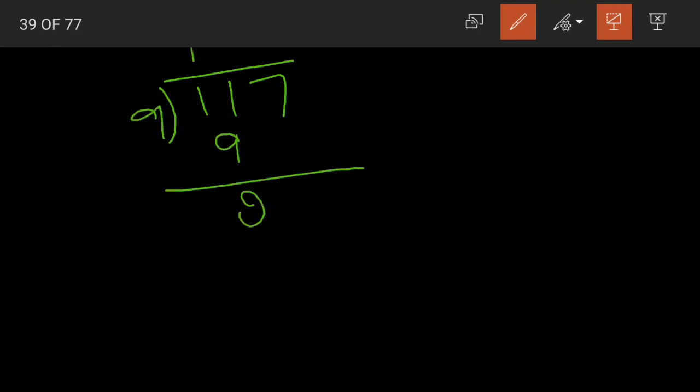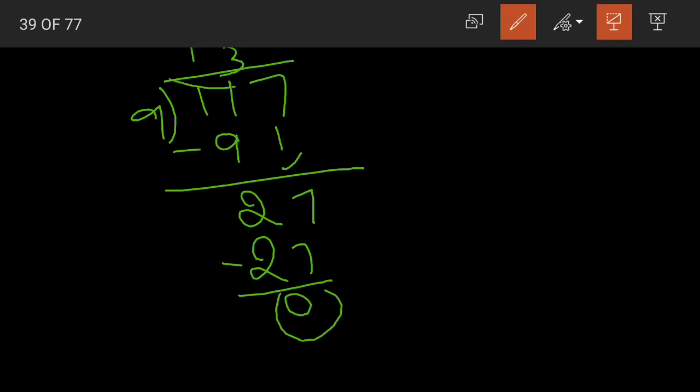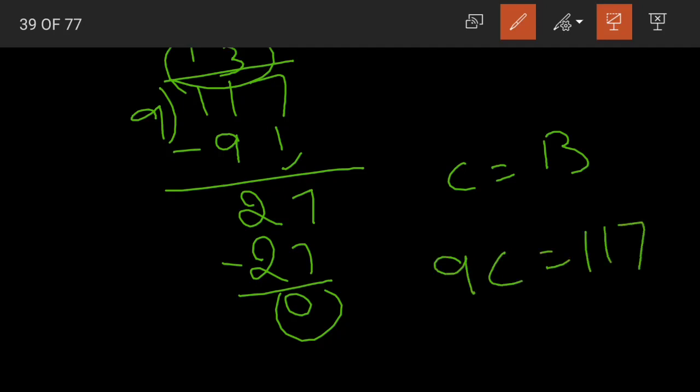Let us do the same thing here. 117 divided by 9. 9 ones are 9. When we subtract, 2 will be our answer. 7 brought down. 9 3s are 27. When we subtract, 0 will be our remainder. What is it? 13. C is equal to 13. 9C is equal to 117. C is equal to 13.